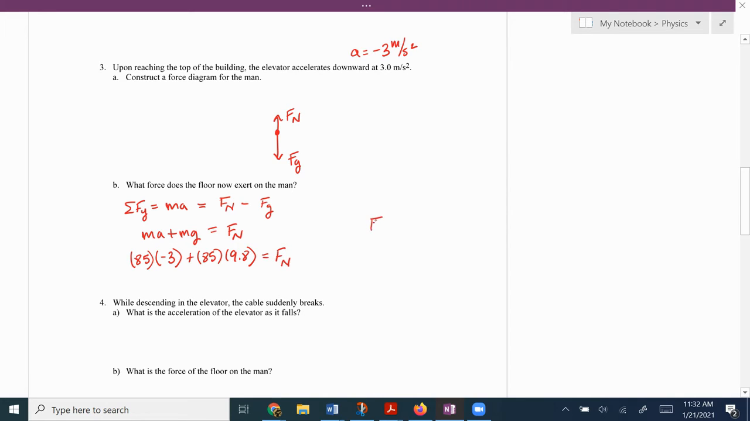When you plug that all in, your force of gravity is obviously 833, but then you're going to end up subtracting the 85 times -3, just because it's negative. So it's 85 times 9.8, and that's going to give you a normal force of 578 newtons. So this is 833, and 85 times -3 gives you -255.